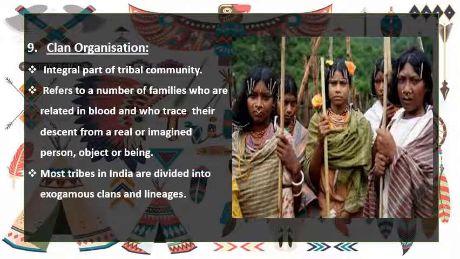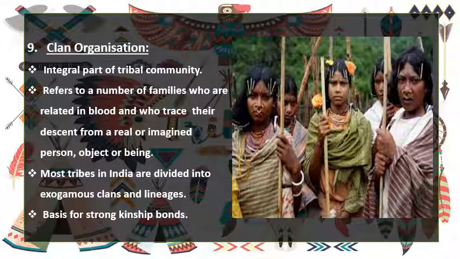Most tribes in India are divided into exogamous clans and lineages. The sense of blood relationship creates affection, unity, and cooperation among the tribe. Clans are the basis for strong kinship bonds.